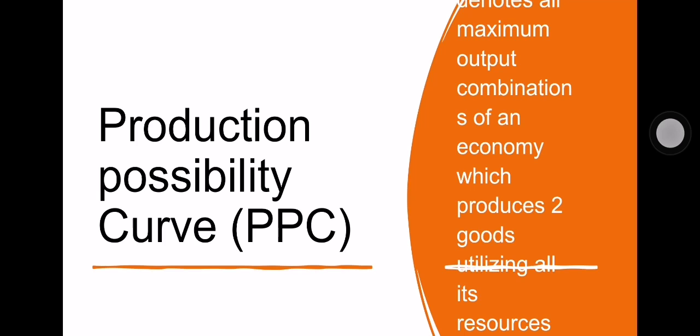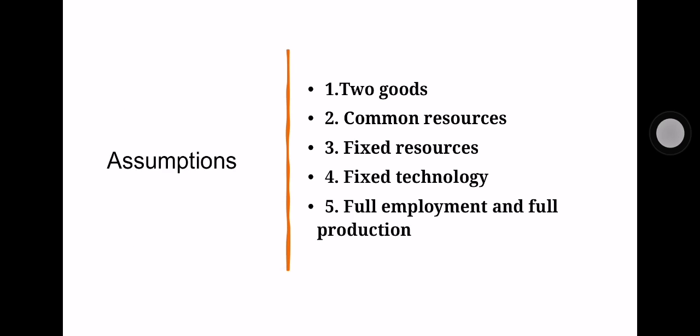The production possibility curve is the curve that denotes all the maximum output combinations of an economy which produces just two goods utilizing all its resources. Alright, so look at that. Now, production possibility was a maximum output that the economy can achieve. However, in the PPC, we denote different combinations of maximum outputs. There are important points such as just two goods and utilizing all its resources. We'll learn in the assumptions of drawing a PPC why that is so.